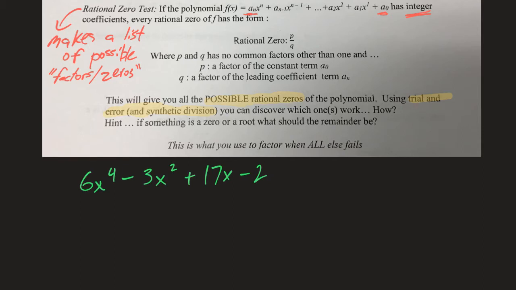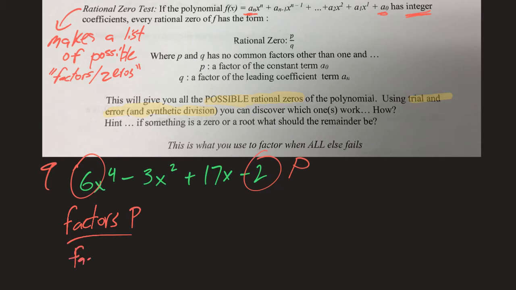Okay, and so what we do is we take the last term, which is the number 2, and the first term, which is the number 6. So this number 2 is going to be my P, and that first number is going to be my Q. And so what happens is we take the factors of P over the factors of Q, right? And all of these are going to be plus or minus, okay? So here we go, let's make our list.